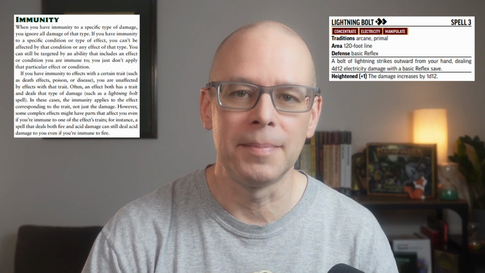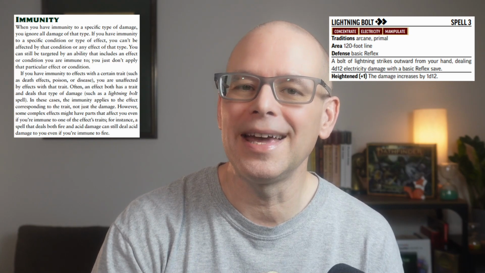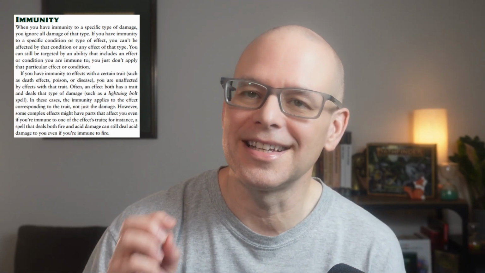If an effect possesses both a trait and deals a certain type of damage, the example they have is a lightning bolt spell, well, that lightning bolt spell is going to have the electricity trait, and immunity would apply to the effect tied to the trait, not just the damage, simply because the spell itself has the electricity trait. Now, there are some complex interactions that can happen with immunity exceptions, and in certain cases, complex effects may have components that affect you even if you are immune to one of the effect's traits. An example they give is a spell dealing both fire and acid damage could still inflict acid damage even if you have immunity to fire.